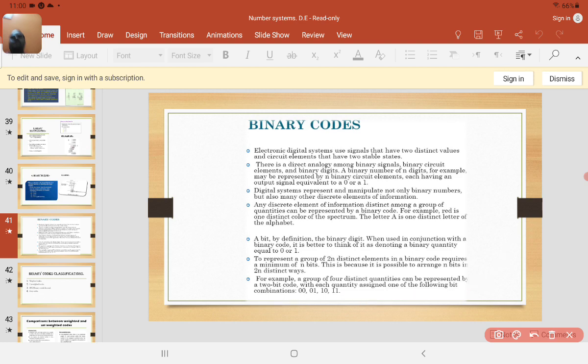When we are using 0 and 1, these two binary numbers, we will get four combinations. That means 00, 01, 10, and 11. These are the four combinations of the binary digits we get here.